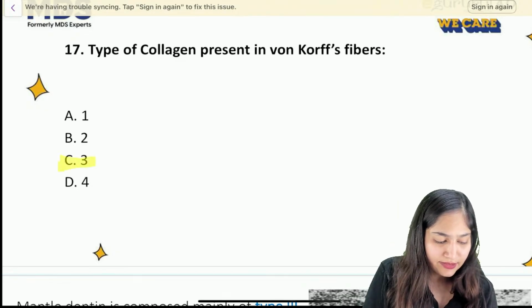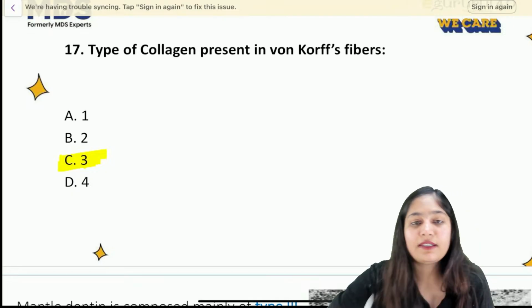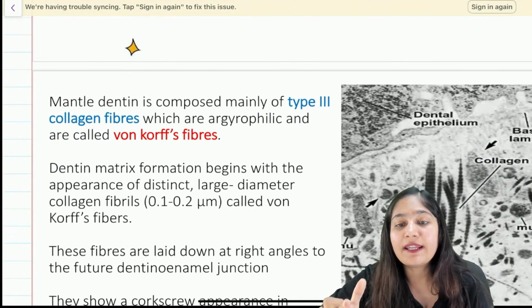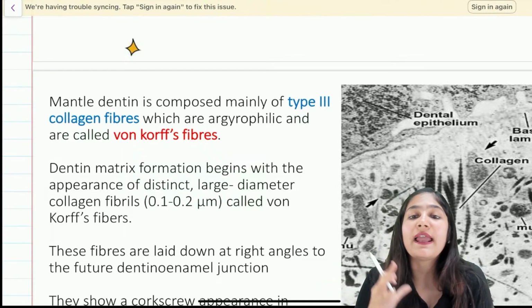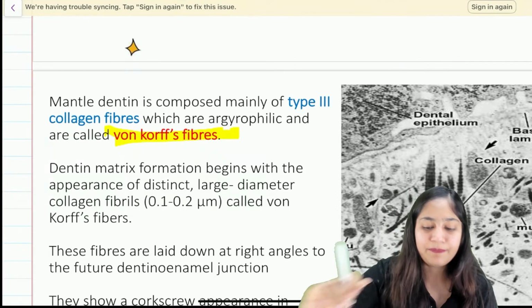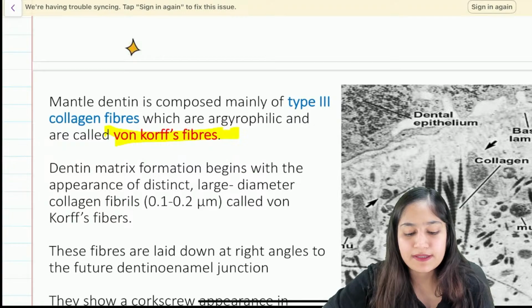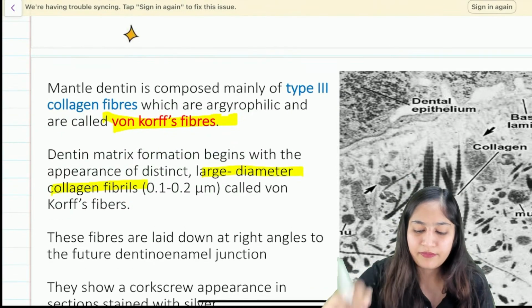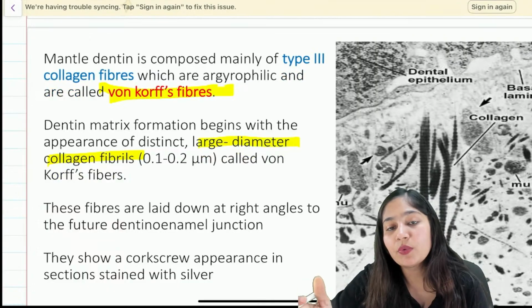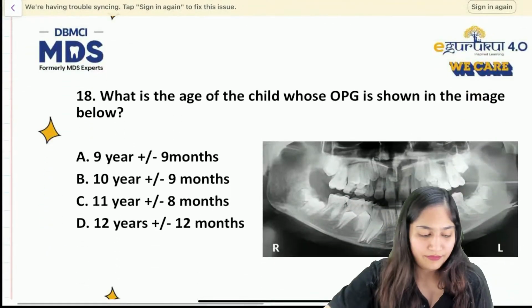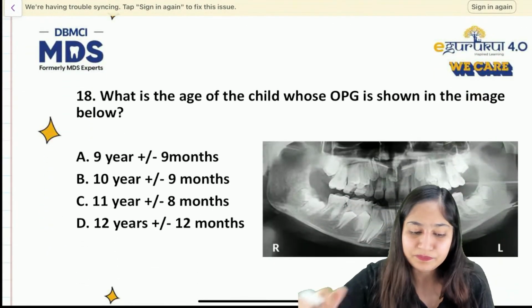Yes. C. Type 3. Mainly mantle dentine is composed of type 3 collagen fibers, which are argyrophilic fibers, and they are known as von Korff's fibers. They are larger diameter fibers mainly, and they are perpendicular to the dentino-enamel junction.